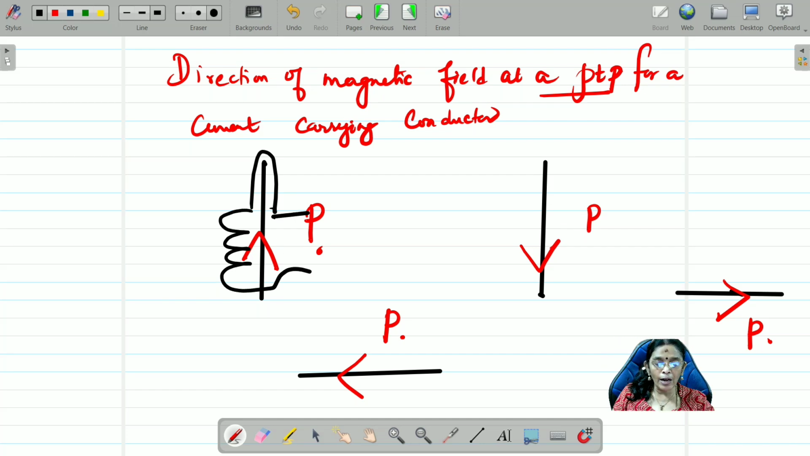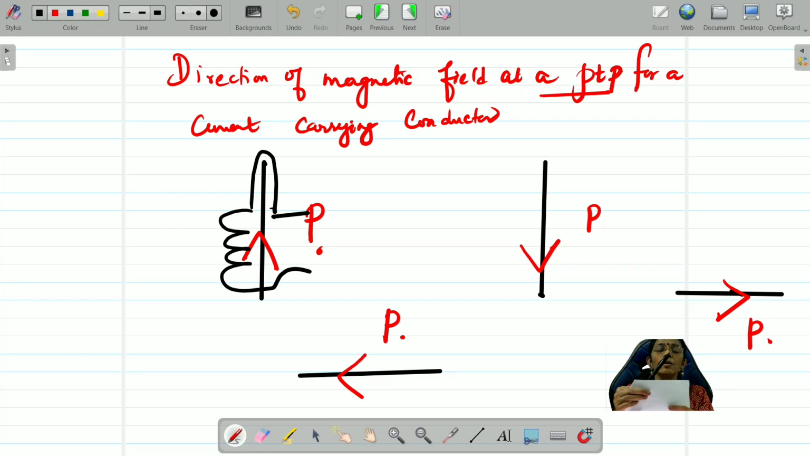Now you tell me, whenever you're curling, look at the right hand side and left hand side of your pen. Take your pen. Towards the left hand side of your pen, are the fingers coming out of the paper? Yes, it is coming out of the paper. You take a paper and then check.